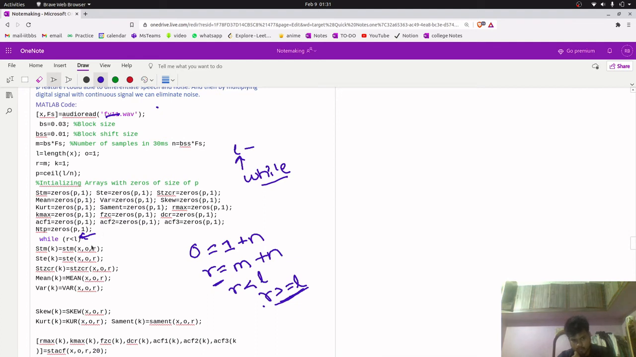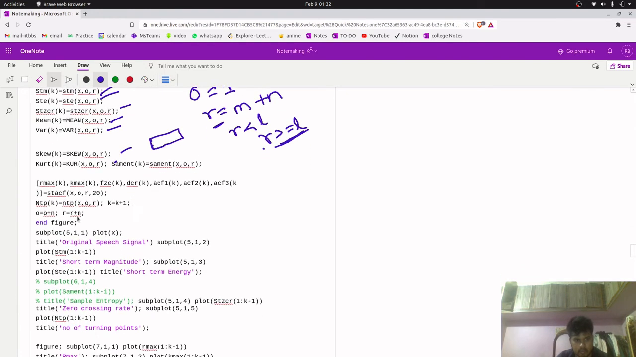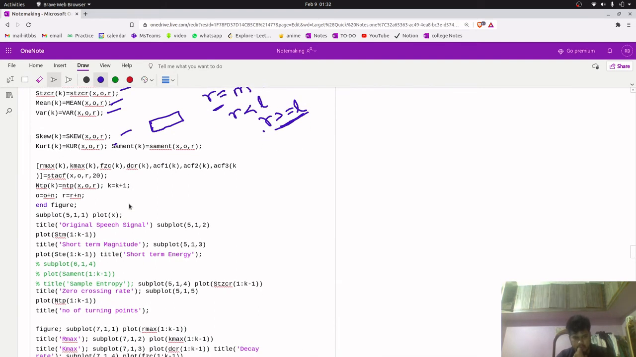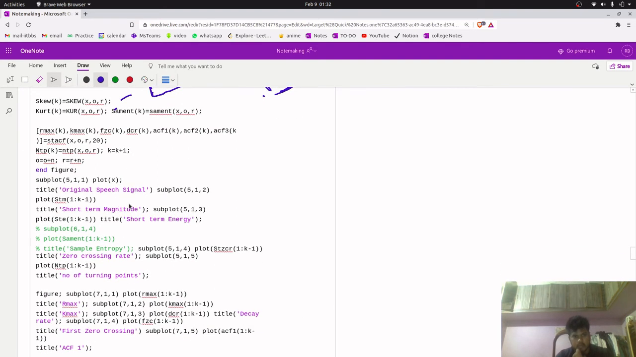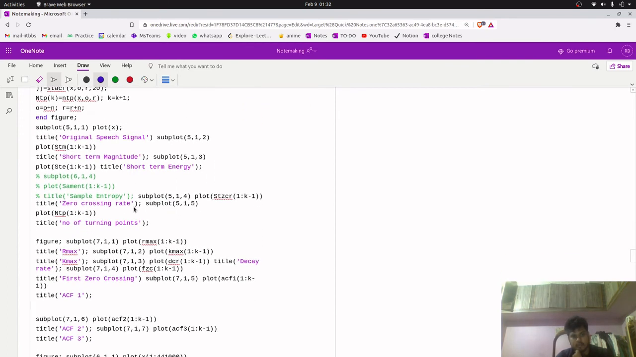The while loop will be stopped here, and for each block I am calculating STM, that is short term magnitude, short term energy, short term zero crossing, mean, variance, skew, kurtosis, and similarly all the possible components. Now I have plotted the same, in short term magnitude.